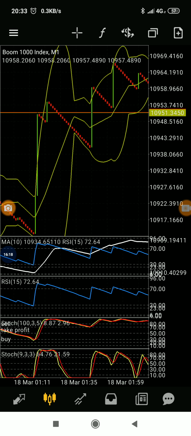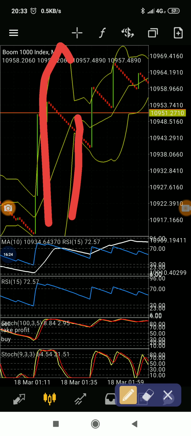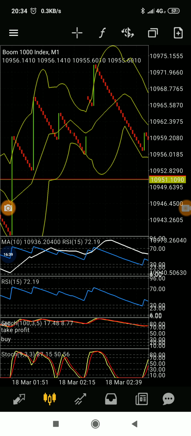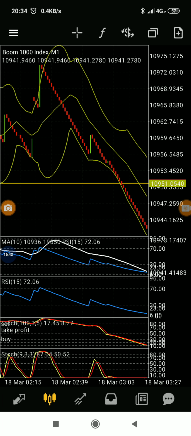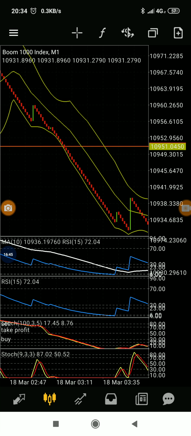Okay, look at here also. Let me show you here. You can see here also the one is empty. You can take the 5 minutes candle and look at the moving average, the RSI, and this stochastic. You can take a 5 minutes candle, and you are good to go. Maybe I will be explaining this, but not for today.